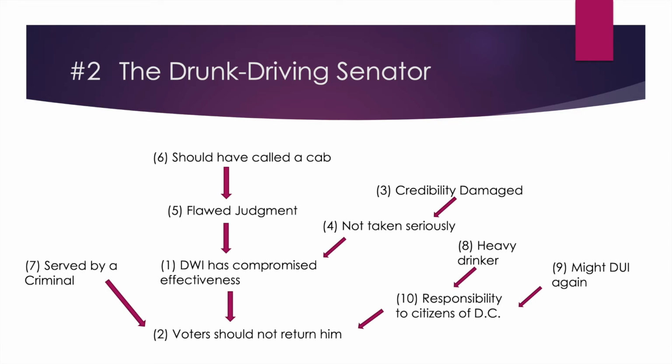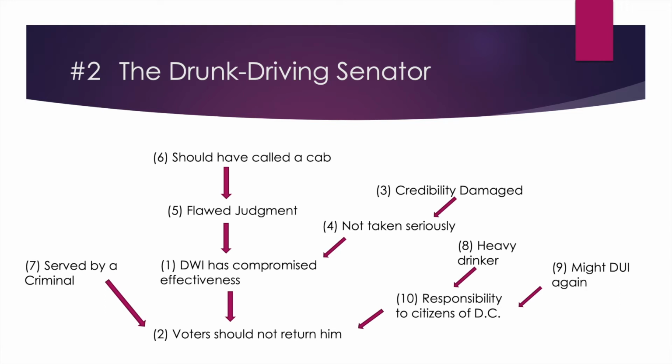Then we go to the final line of argument on the far right here. We have those 2 pieces of evidence that come at the end. Notice they aren't linked directly themselves, 8 and 9, but they're separate pieces of evidence supporting the subclaim regarding our responsibility to the citizens of the District of Columbia. So we could say, we have no evidence that he's not a chronically heavy drinker, and we don't know that he won't drive drunk again.